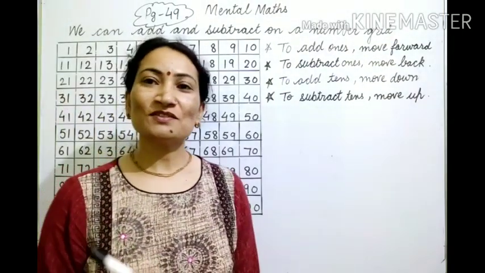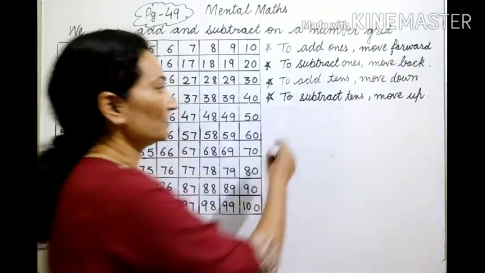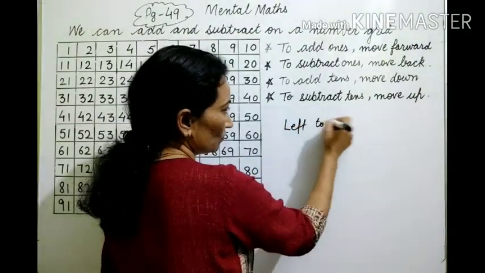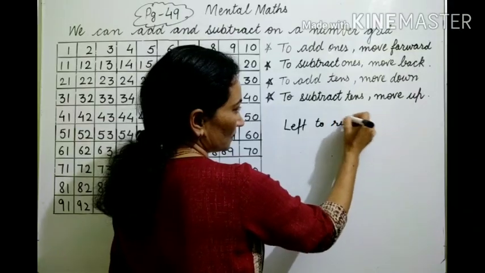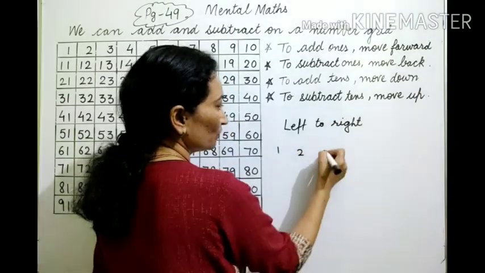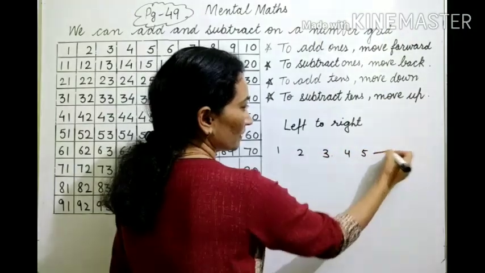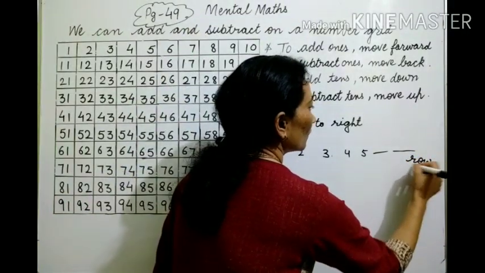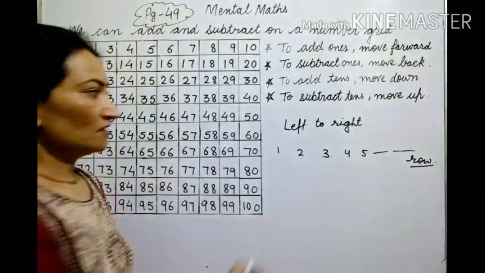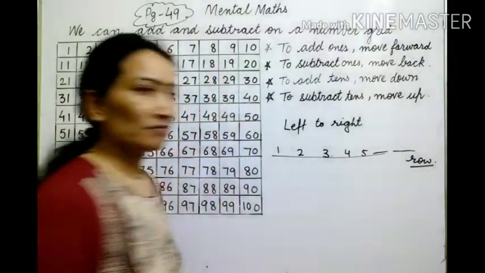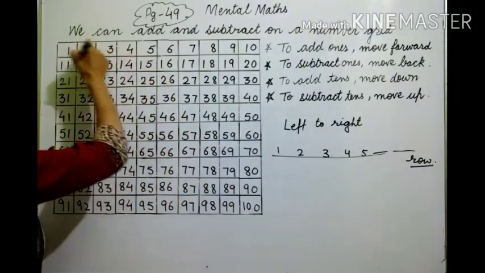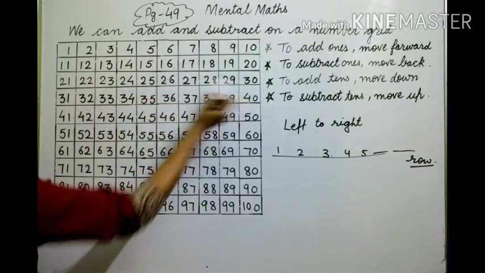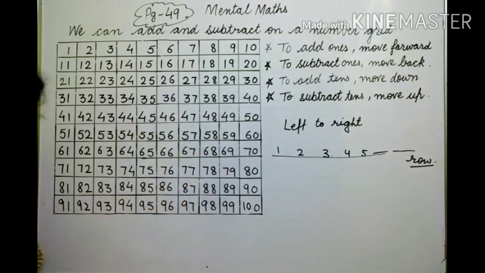Now you may not know what rows and columns are. I will tell. Writing numbers from left to right, for example, 1, 2, 3, 4, 5 and so on, is called a row. Means horizontally if we write numbers, this is a row. These are rows: 1 row, 2 rows, 3 rows, 4, 5, like this.